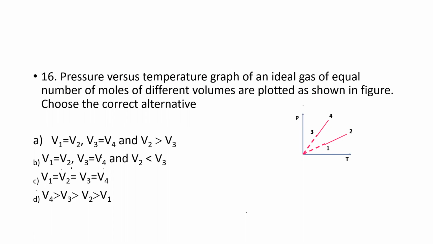See here, we have the equation of a straight line given by y = mx + c. If you observe the graph, the slope of lines 1 and 2 is less than the slope of lines 3 and 4, correct? So we can observe this in the figure.